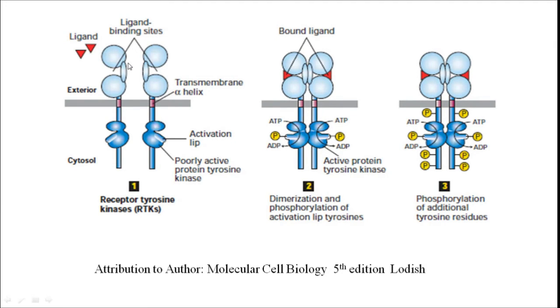So, in this case, how does the activation take place? First, the ligand binds to the ligand binding site. Once the ligand binds to the ligand binding site, these two receptors come in close contact with each other. So the dimerization of this receptor will take place. Once these two polypeptide chains dimerize or link to one another, the next step is the phosphorylation, that is the addition of phosphate group on the protein tyrosine kinase which is present on the cytosolic domain.